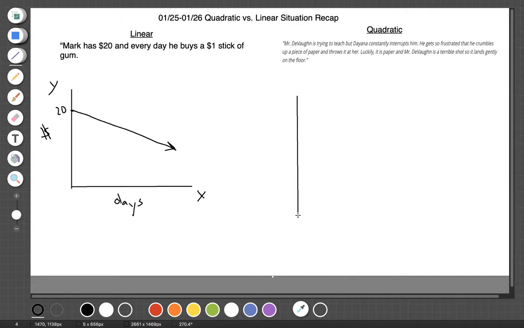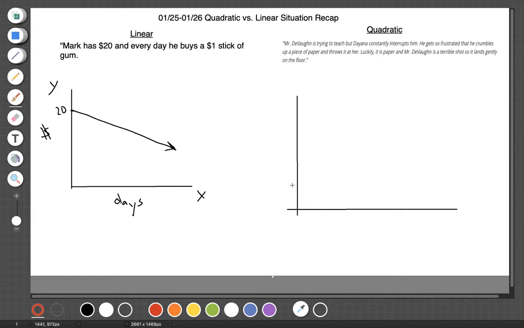Now, what is a quadratic? Well, a quadratic is going to be just similar to a linear, but it just looks a bit different. So Mr. Devon is trying to teach, but Diana constantly interrupts him. He gets so frustrated that he crumbles up a piece of paper and throws it at her. Luckily, it is paper, and Mr. Devon is a terrible shot, so it lands gently on the floor. So how are we going to graph a situation like this? Well, let's think of a few different things.